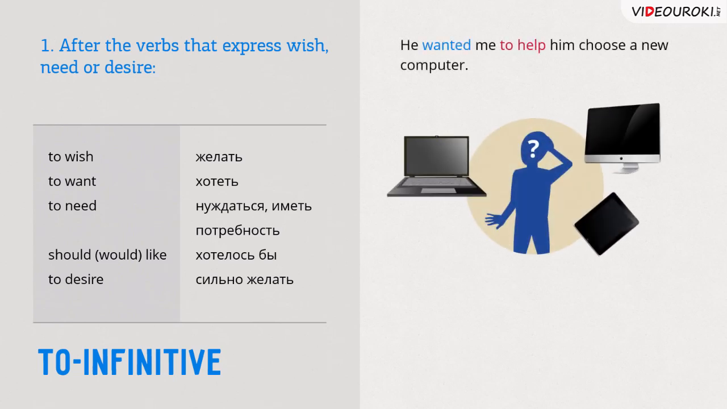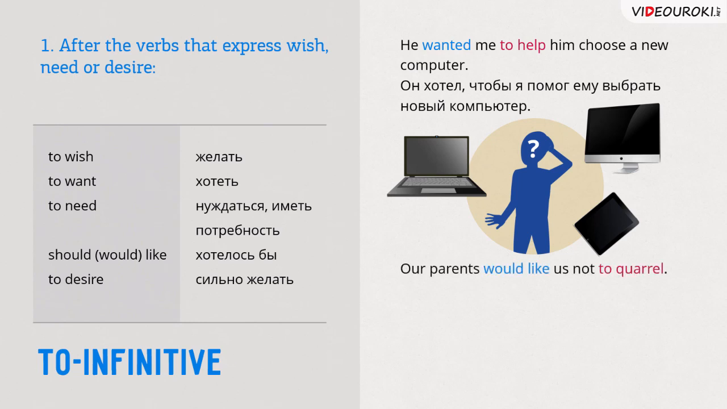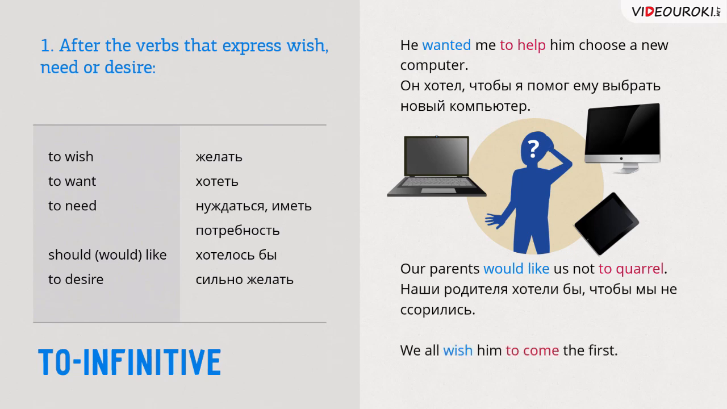Examples. He wanted me to help him choose a new computer. Он хотел, чтобы я помог ему выбрать новый компьютер. Our parents would like us not to quarrel. Наши родители хотели бы, чтобы мы не ссорились. We all wish him to come the first. Мы все хотим, чтобы он пришел первым.